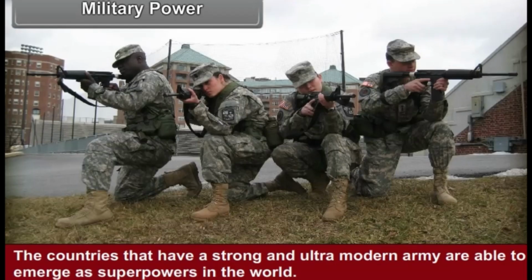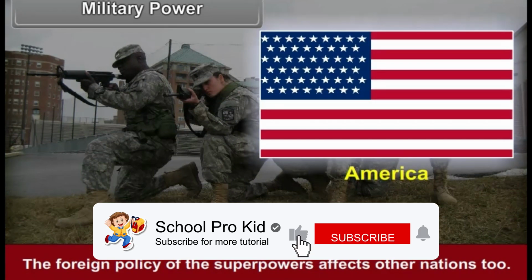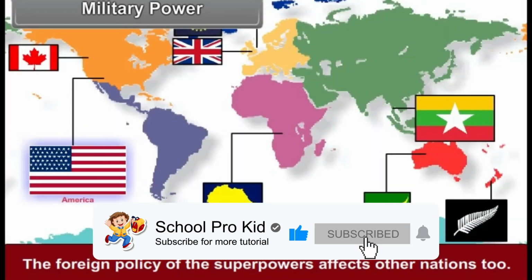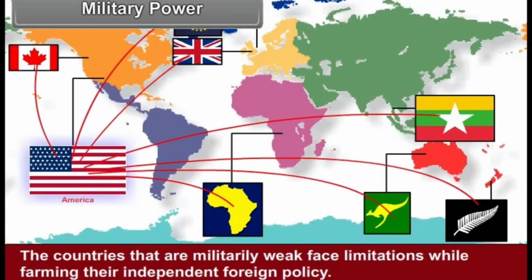Military power. The countries that have a strong and ultra-modern army are able to emerge as superpowers in the world. The foreign policy of the superpowers affects other nations too. The countries that are militarily weak face limitations while framing their independent foreign policy.